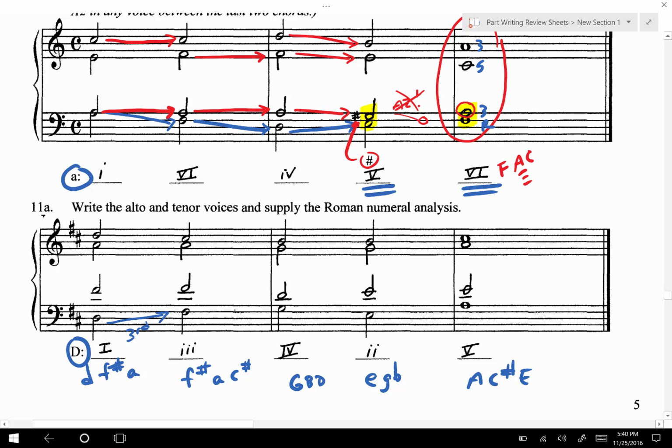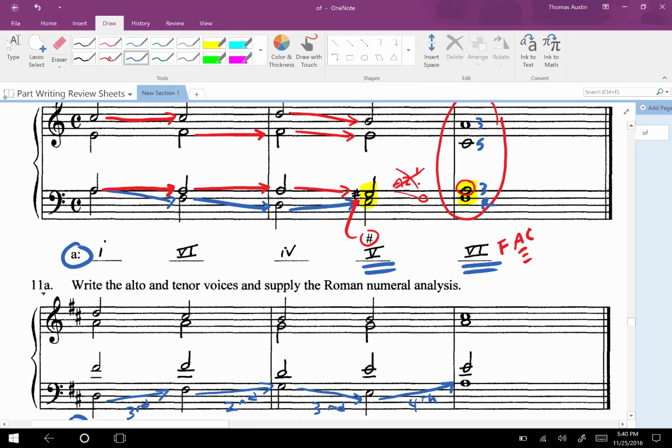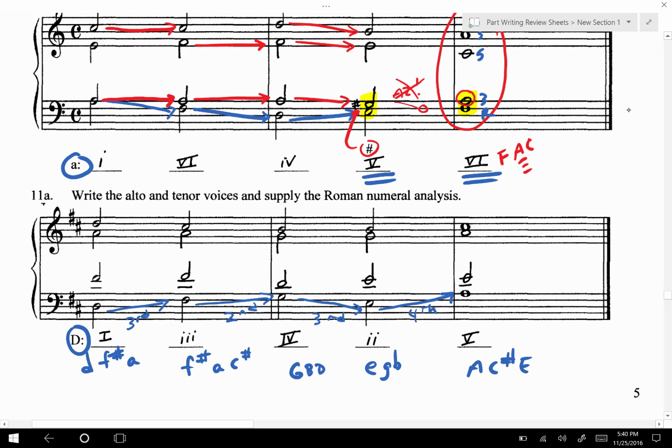From the 2nd chord to the 3rd chord, my bass is moving by the motion of a second. From the 3rd chord to the 4th chord, my bass is moving by the motion of a third. The last 2 chords, I'm going from a 2 to a 5 chord. The bass is moving by that interval of a fourth. Now I can go back. Remember my rules to avoid part writing mistakes.